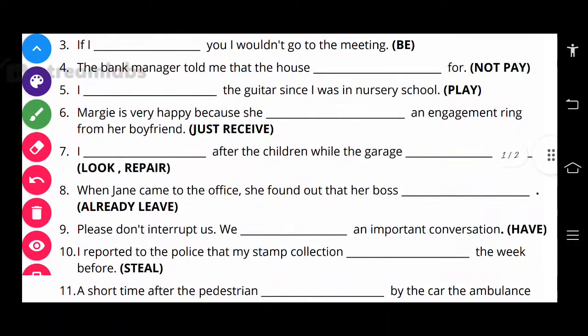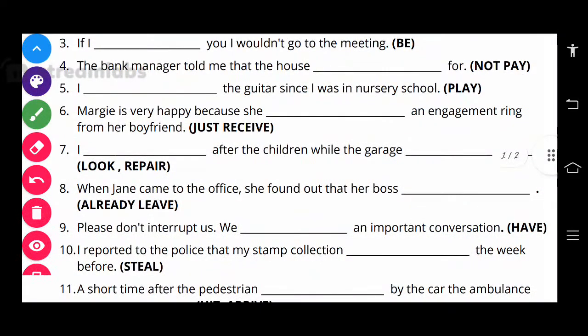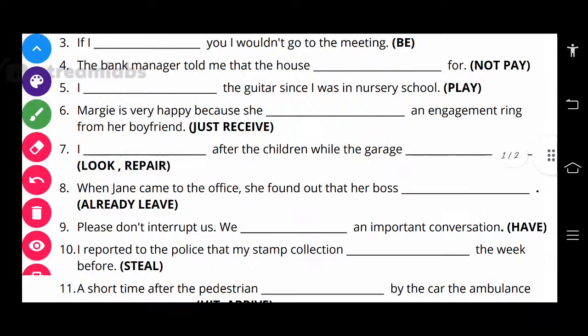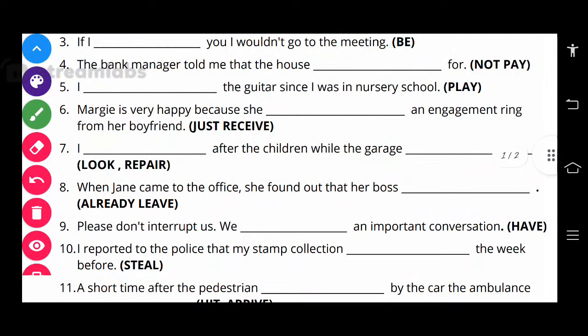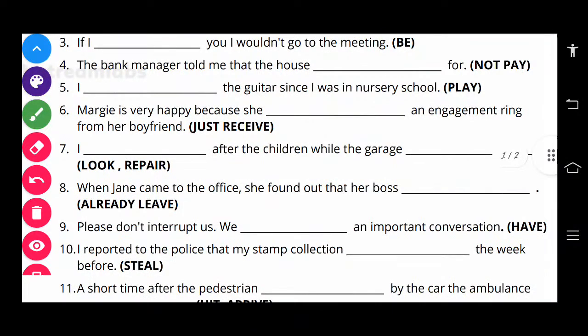When Jane came to office, she found that her boss has already left. Leaved is not a correct form. Leave, L-E-A-V-E. What are the conjugations of leave? Leave, left, leaving. So has already left, that is correct. Has already left. Okay, clear? Very nice of you.